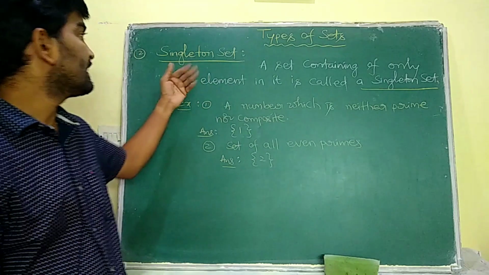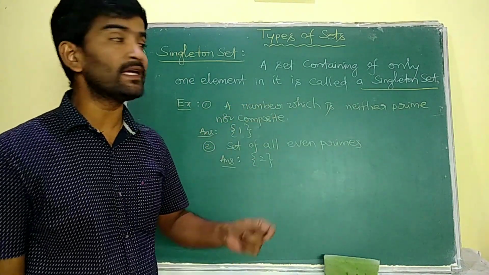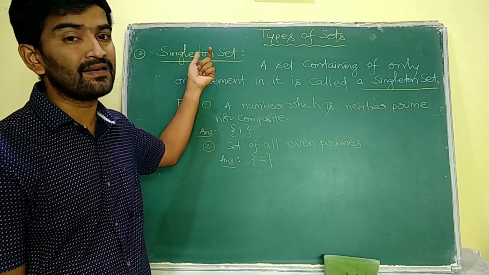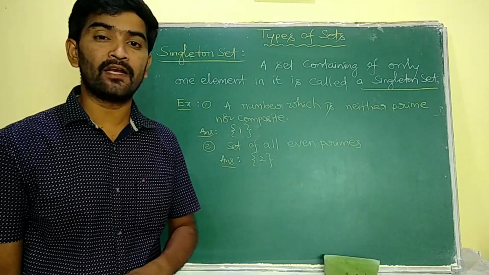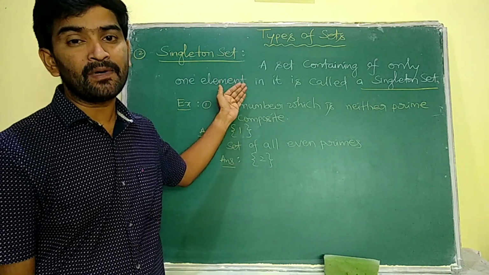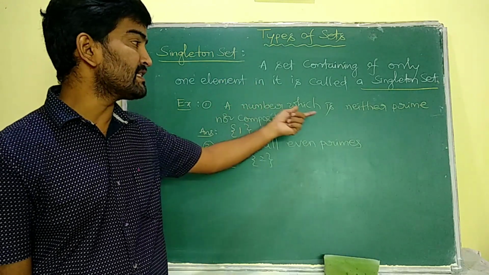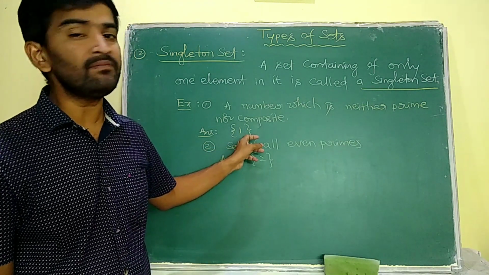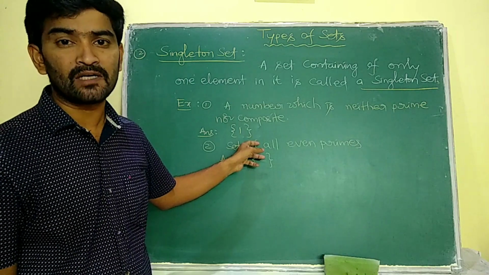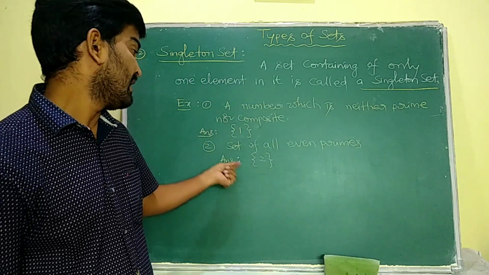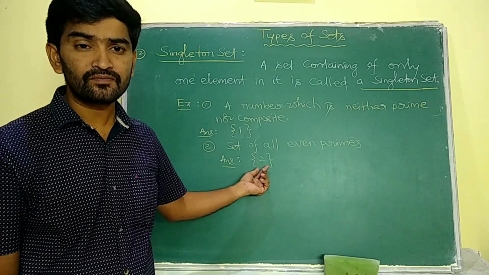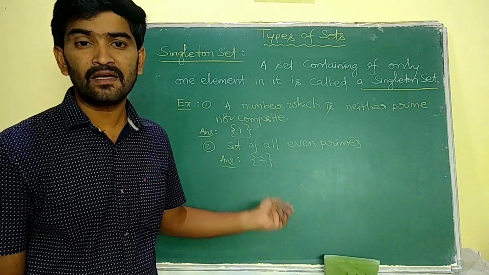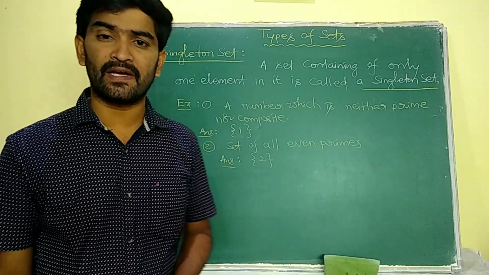The second one is the singleton set. A set containing only one element in it is called a singleton set. The name itself suggests it: singleton, a set which consists of only one element. So that type of set is known as a singleton set. The set of numbers which are neither prime nor composite is a singleton set, because we know 1 is neither prime nor composite, so only 1 comes into that set. The set of all even primes: we know 2 is the only even prime, so it is a singleton set. These are the examples; like that we may write any number of examples.